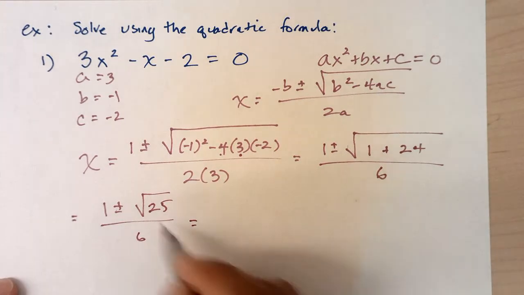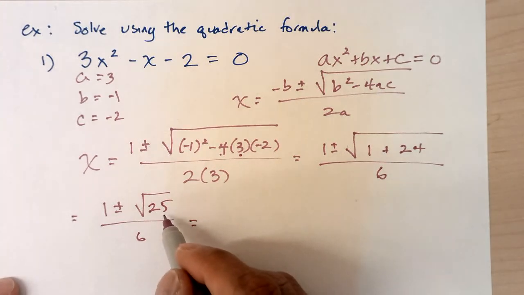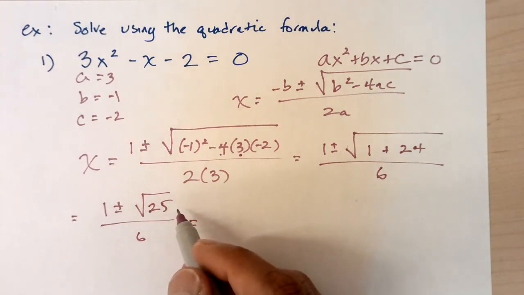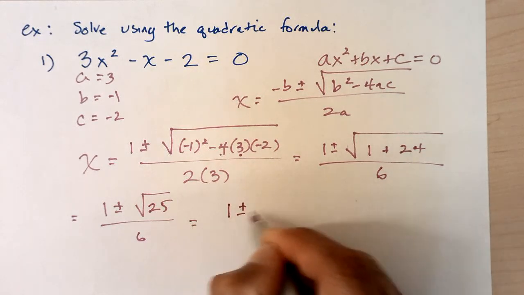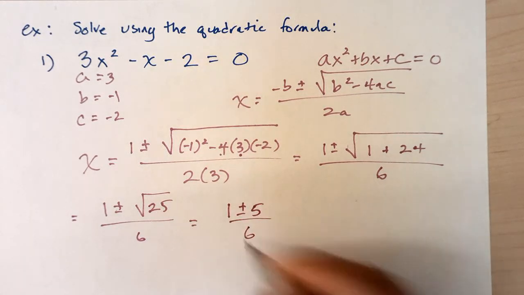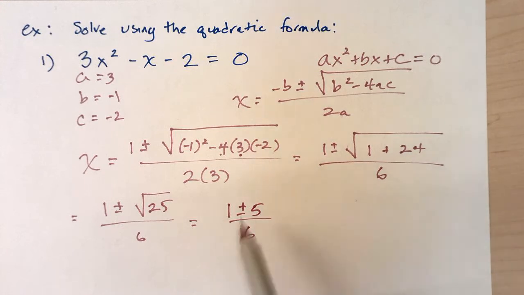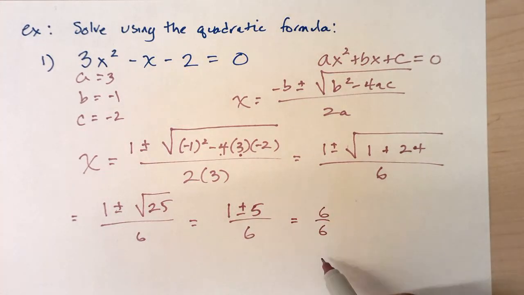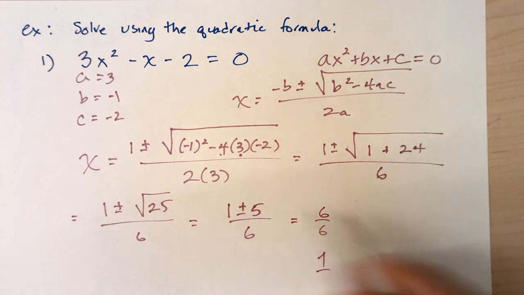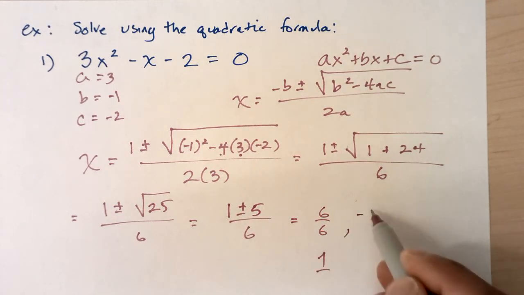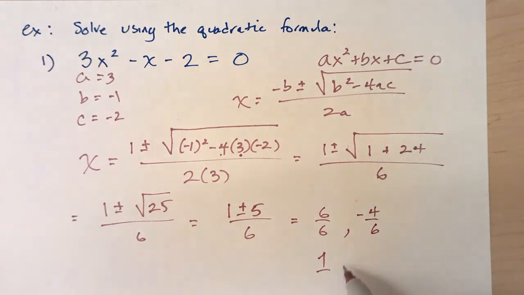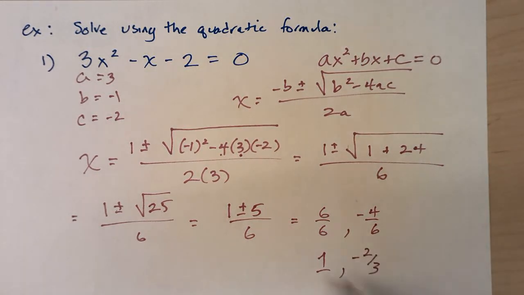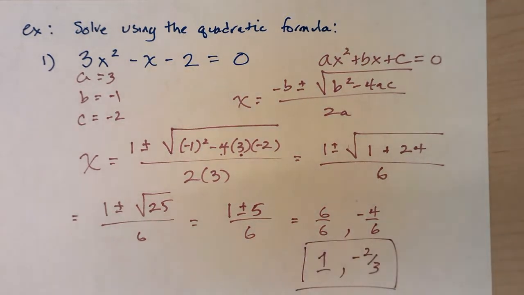Kind of lucked out again that what's underneath the radical is 25. That's a perfect square. Square root of 25 is 5. And then that's over 6. So our two solutions, 1 plus 5 is 6, divided by 6 is 1. And then 1 minus 5 is -4, divided by 6 is -2/3. Leave it as a fraction. Those are the two solutions for this quadratic equation.